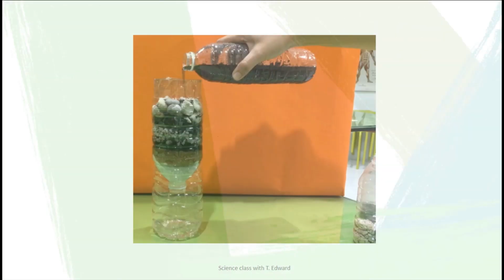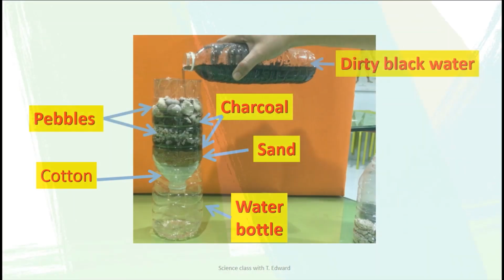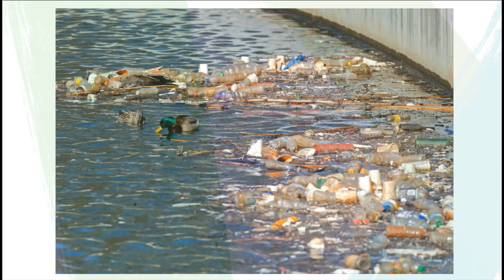Alright, so here is an example of the materials that was used in our water filter last week. We have a water bottle, cotton, sand, pebbles, charcoal, and dirty black water. Okay, so I have a question to all of you. What can you see in the picture? You can see that there are dirty things here, right?